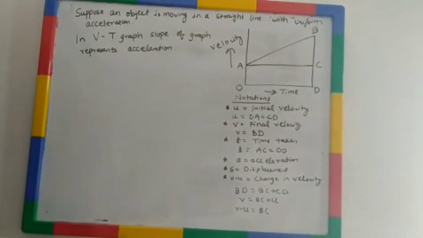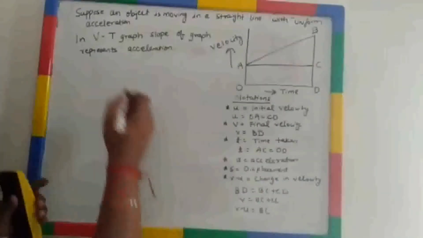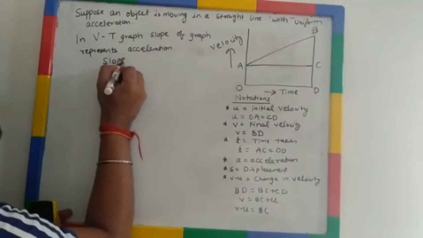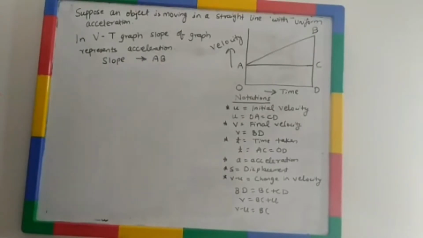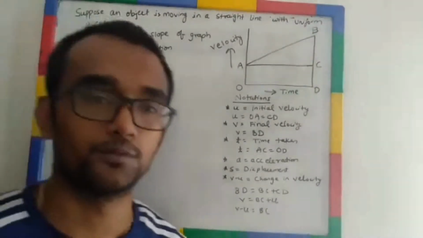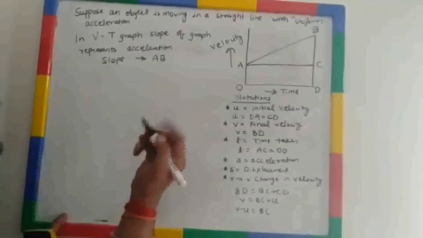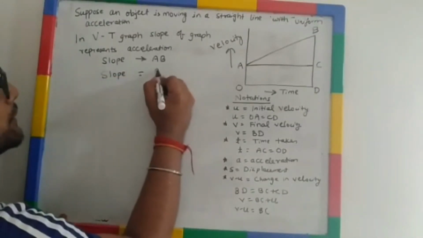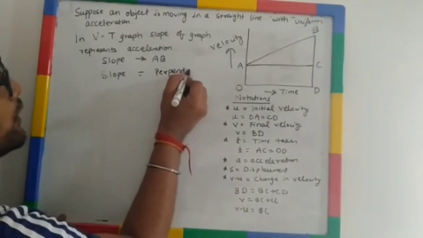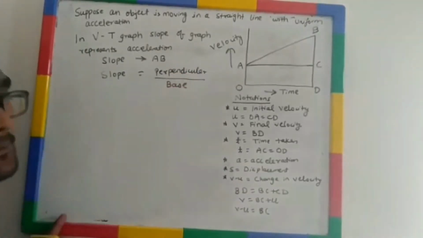As you can see in this diagram, the slope is indicated by the line AB. Now, how do we calculate a slope from a graph? To calculate the slope from a graph, there is a mathematical formula, that is slope is equal to perpendicular upon base.